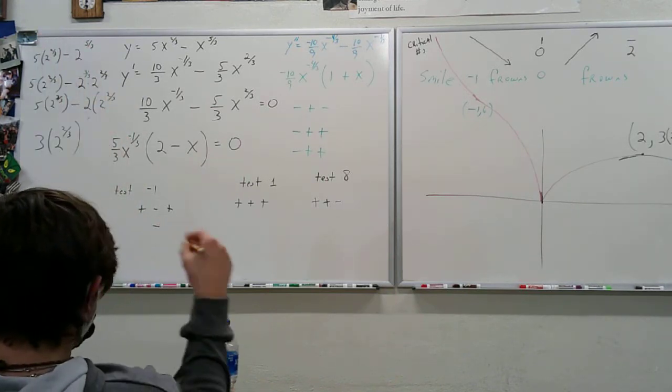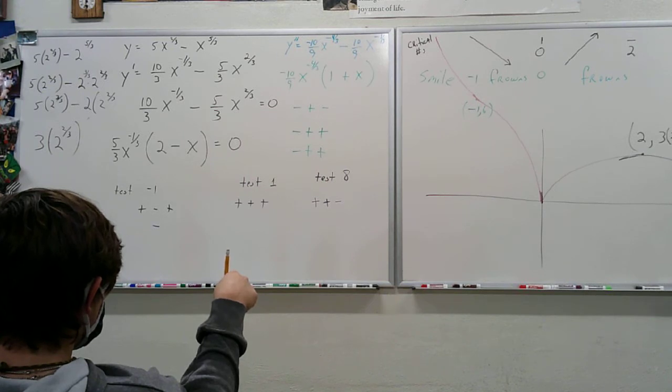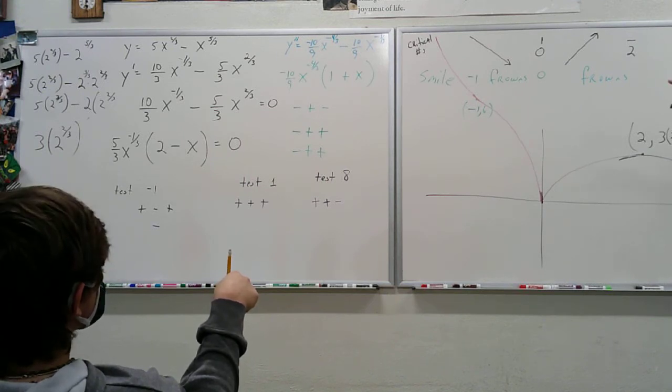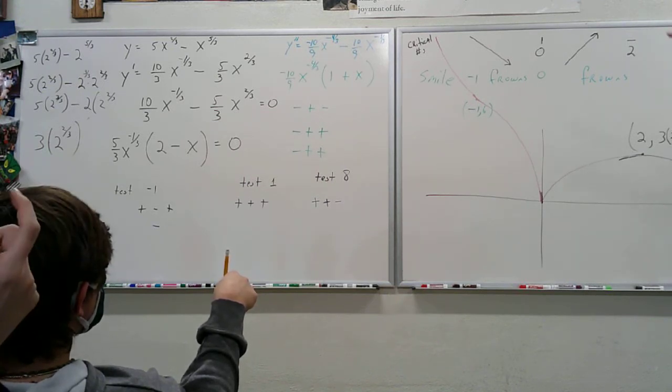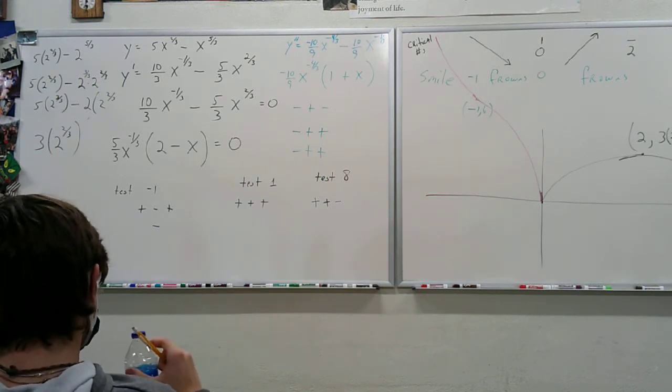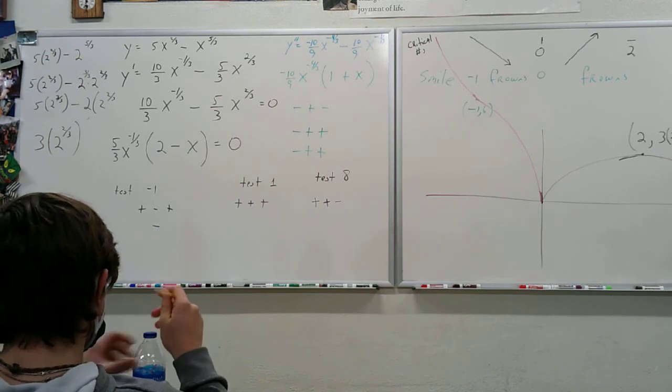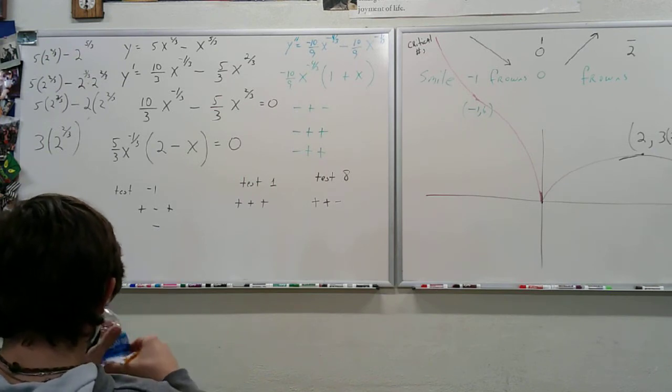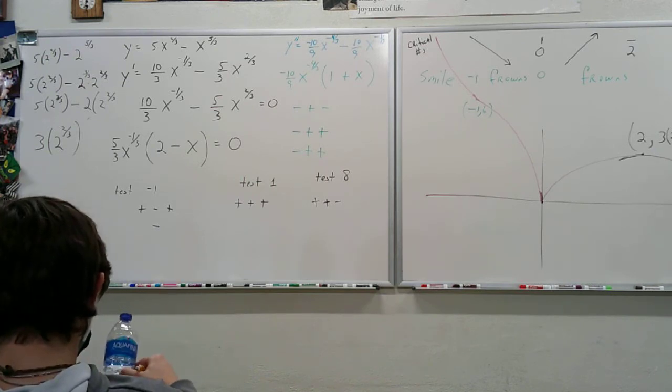Yes, ma'am? How did you get the negative 1/6 again? Okay, I took the negative 1 from my second derivative, and I put it back in. Where do I put the negative 1 in order to find a y value? Oh, you put it back in the original. Okay. Y values come from the original.